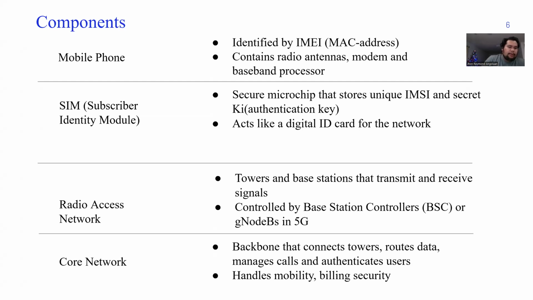Now we have the radio access network, or RAN. It's the towers or base stations that transmit and receive signals, controlled by base station controllers, or gNodeBs in 5G. Now we have the core network. It's a backbone that connects towers, routes data, manages cells, and authenticates users. It handles mobility, billing, and security. So the core network is still within the carrier itself. It also handles external networks.